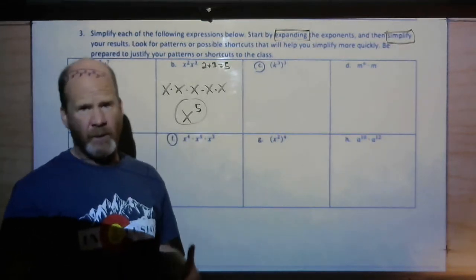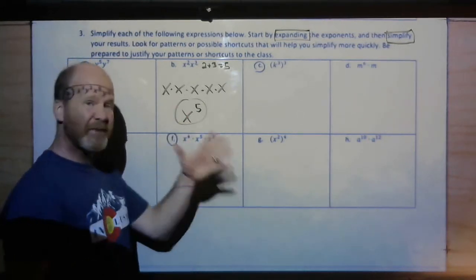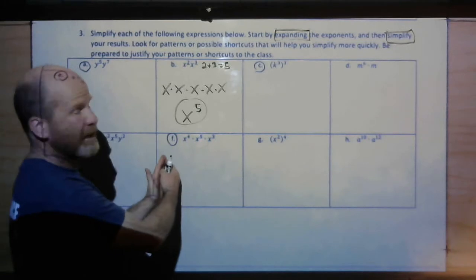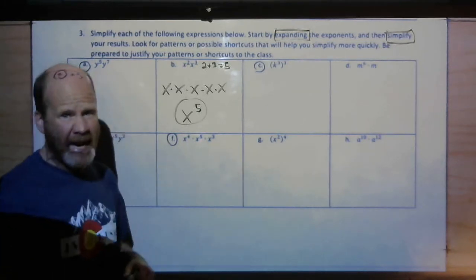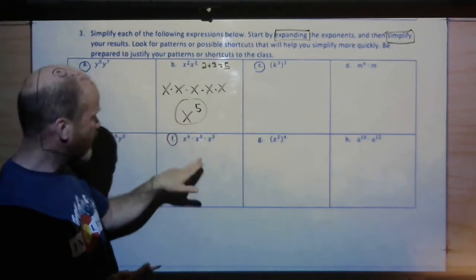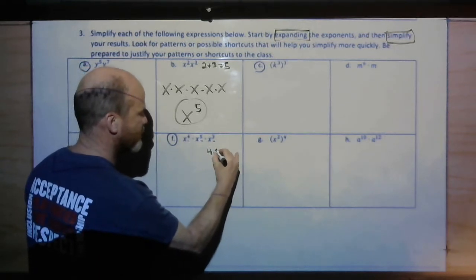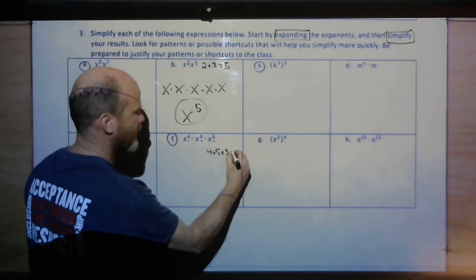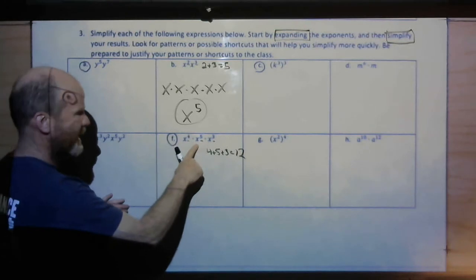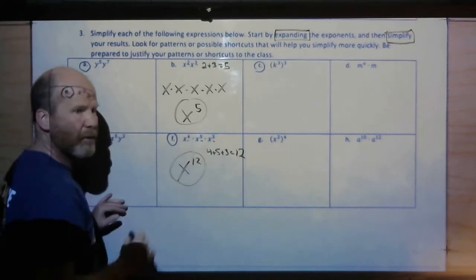Okay, so expanded notation. I have x to the fourth, that's 4 x's. I have x to the fifth, that's 5 more. I have x to the third, that's 3 more. That's a lot of x's. In fact, I probably can't even fit it all the way across the space that I have here. And so looking back at this, 2 plus 3 equals 5, it worked. What about 4 plus 5 plus 3? 4 plus 5 is 9, plus 3 is 12. X 4 times, x 5 times, x 3 times. We're going to simplify this to x to the 12th.